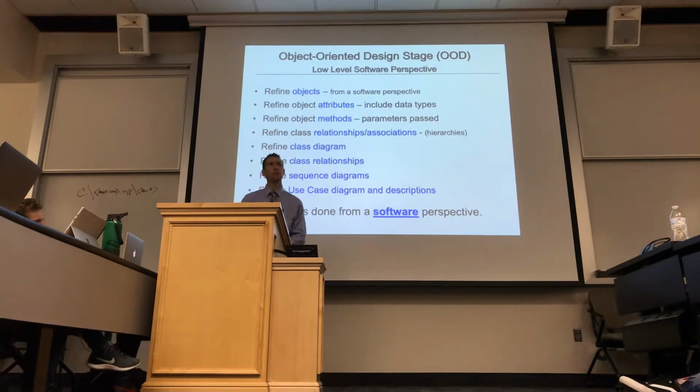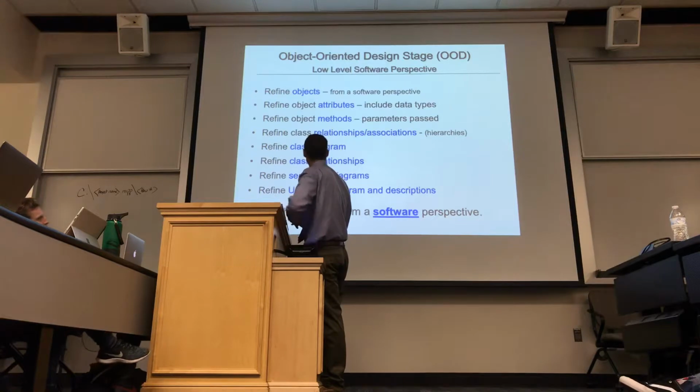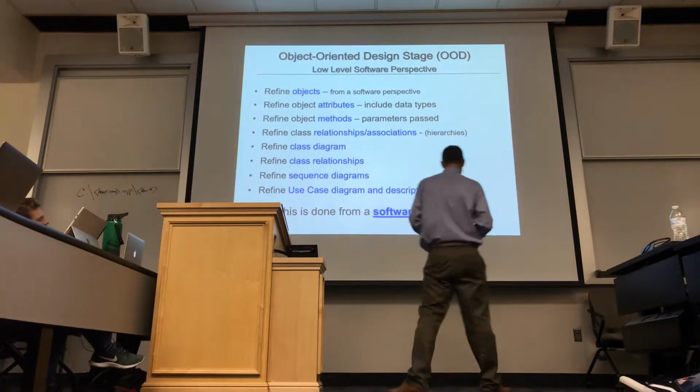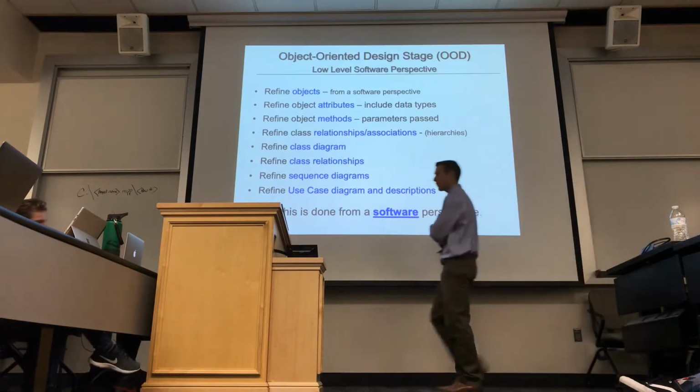As we go from the analysis phase in our UML documents over to the design phase, here are some things that we should be doing. Would someone like to read through this list? Yes, sir, please. Define objects from a software perspective. Define object attributes, include data types. Define object methods, parameters, paths. Define class relationships, associations, hierarchies. Define class diagram. Define sequence diagrams. Refine use case diagram and descriptions. No, this is done from a software perspective. Okay, so refine, refine, refine.